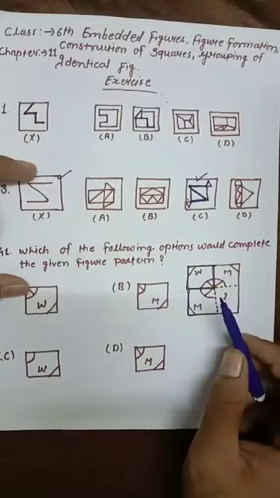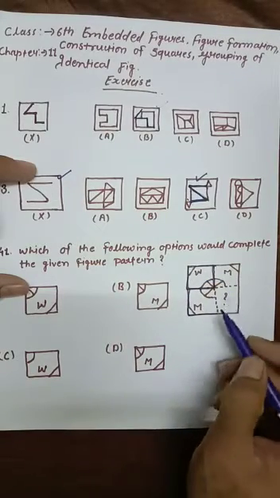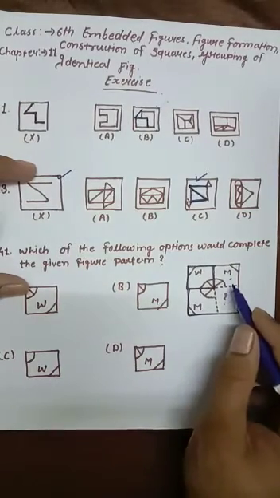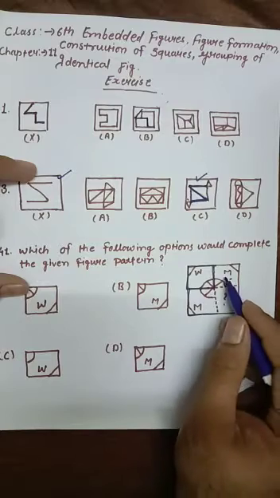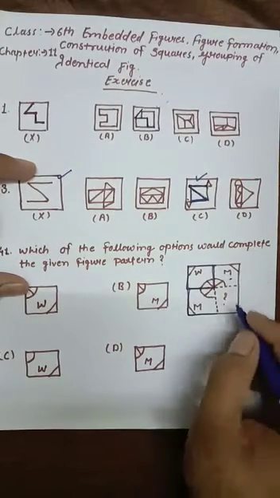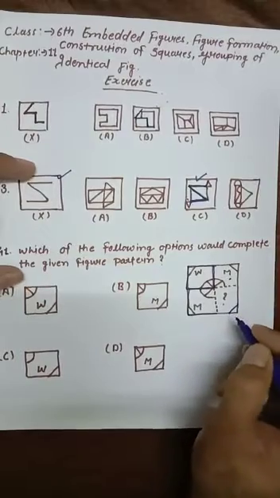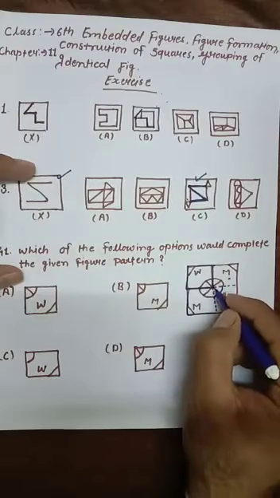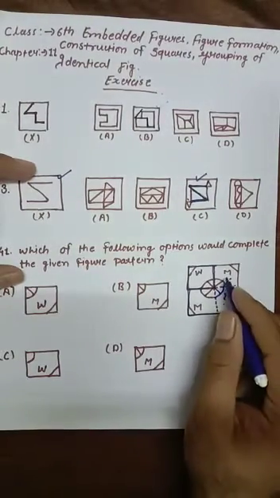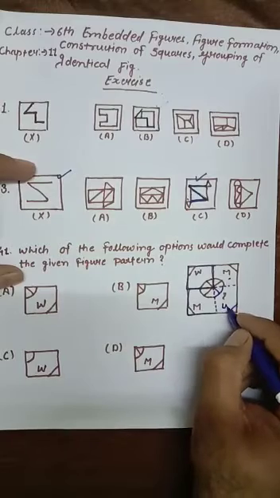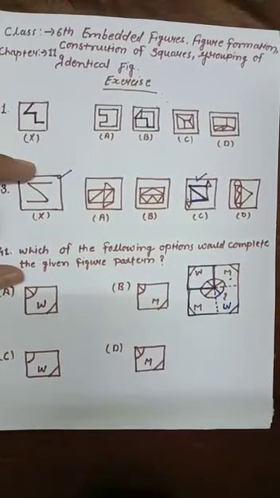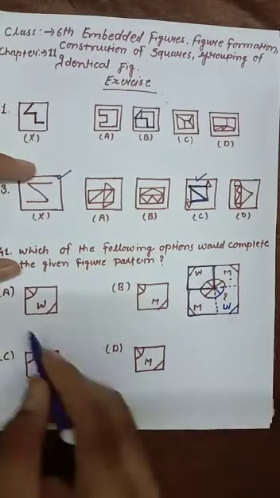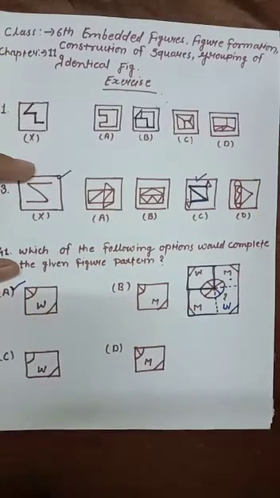If it is the water image of this part, in the same way we have to find out the water image for this one. If you go through it, the water image for this part will be something like that. This will be here, this will be here, and it will be completed with that. Here it is M, there it will be W. So now we can see which one will be our answer. Our answer will be A.